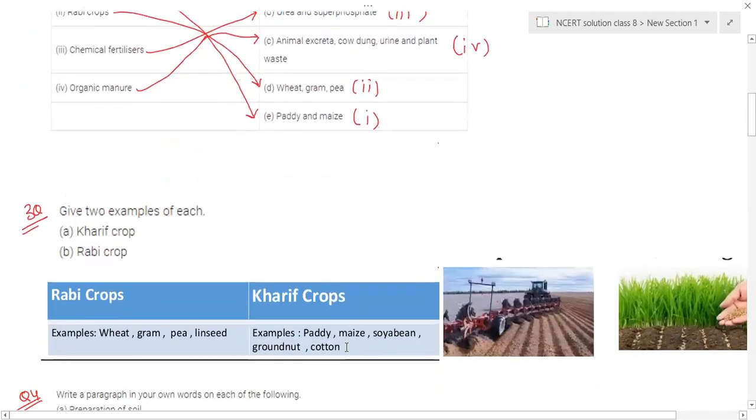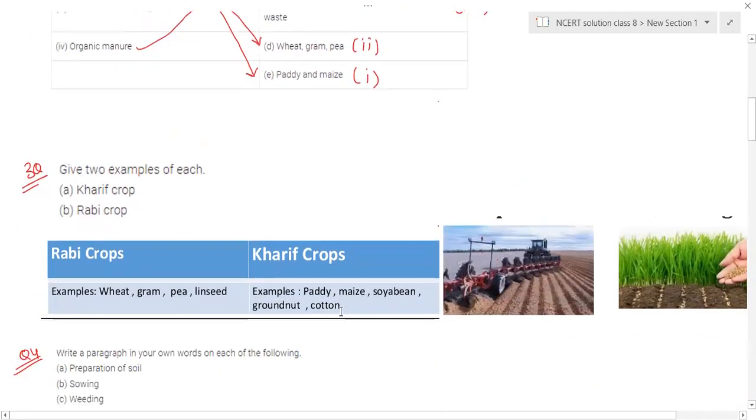Now let's come to the third question. The third question is asking for examples of kharif and rabi crop. You have to remember this because this question comes in multiple fashion. Rabi crops, the examples are wheat, gram, pea, and linseeds. Kharif crop, the examples are paddy, maize, soybean, groundnut, cotton.